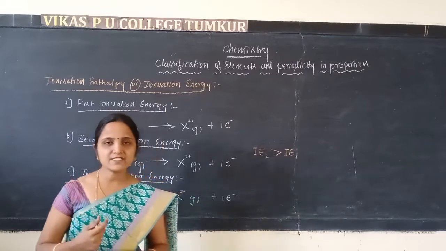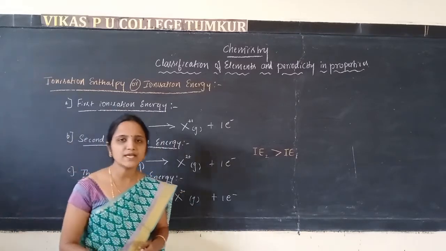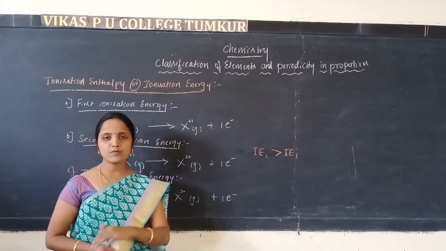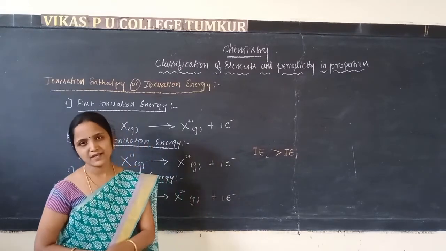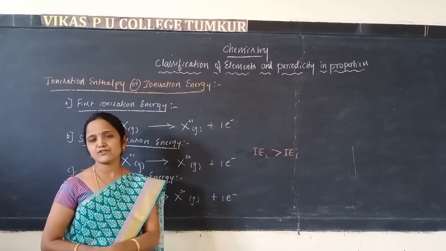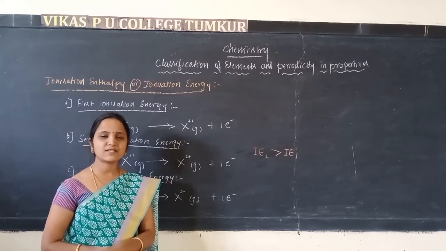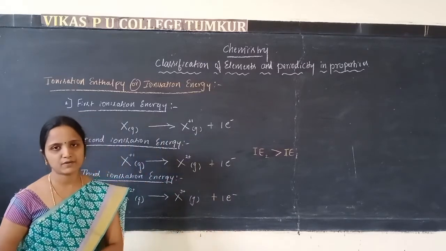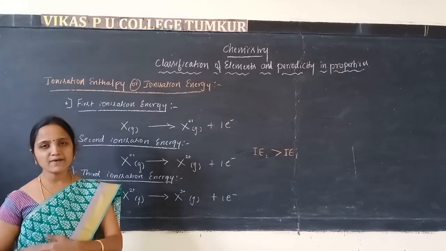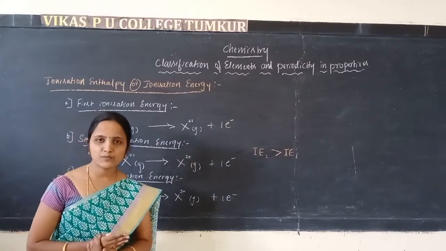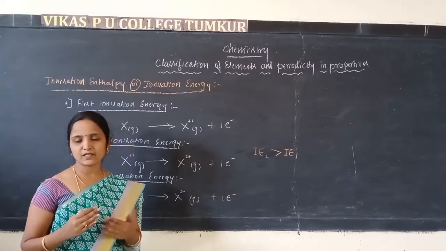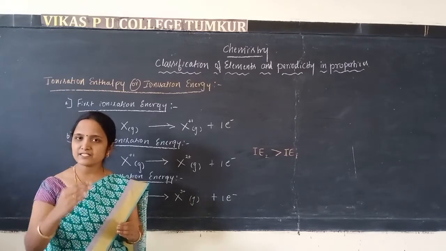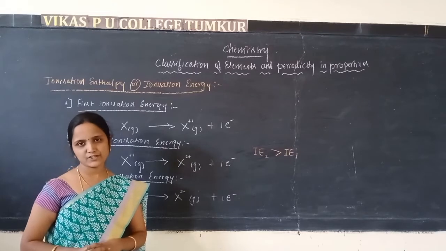Therefore, it requires more energy to remove the electron again. That is, after the first ionization energy, that is after removing the first electron from a neutral gaseous atom, a unipositive ion is formed. Its electronic configuration attains the nearest noble gas electronic configuration.